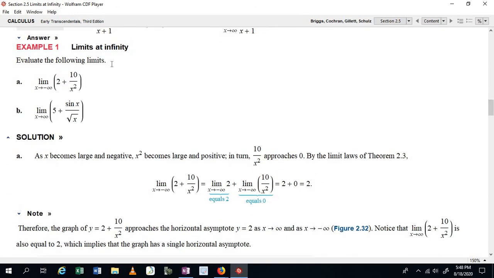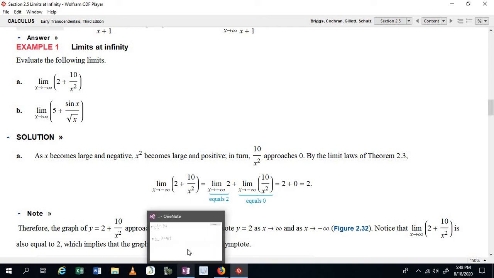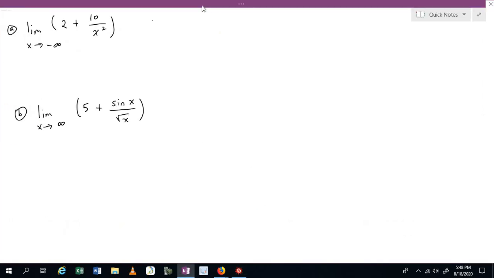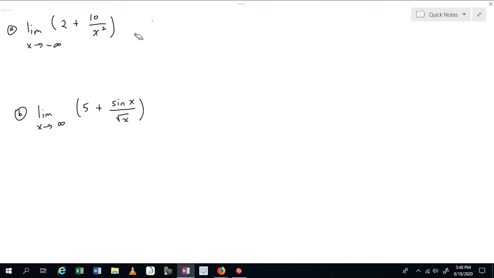Now let's just look at this example 1. This is a limit at infinity. I guess technically it's a limit at negative infinity. And let's see if we can figure out what this limit at negative infinity is. Okay, so to evaluate this limit, what we can do is we can break this up. We can find the limit of this first piece and then add it to the limit of this second piece.